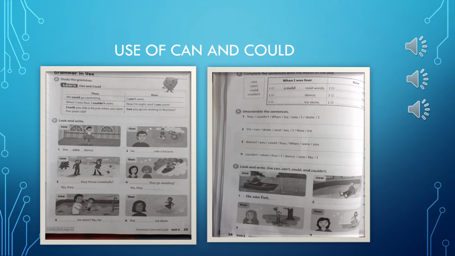Number four. Dash they go sledding. And the picture shows then. So, could they go sledding? Yes, they could. Perfect. Could.